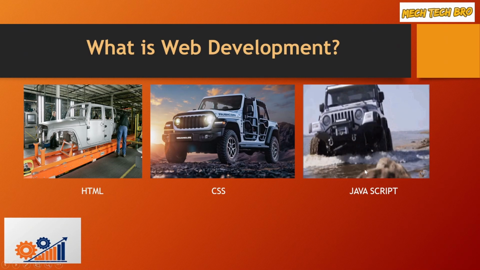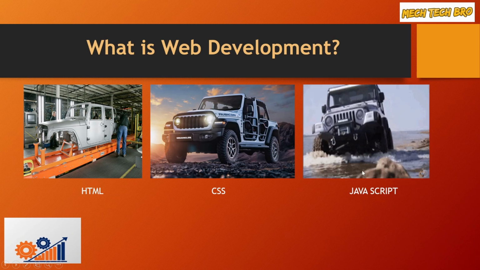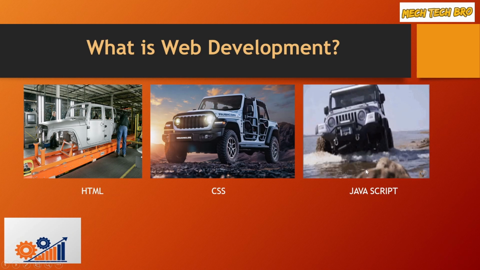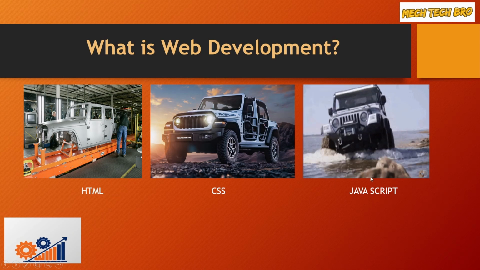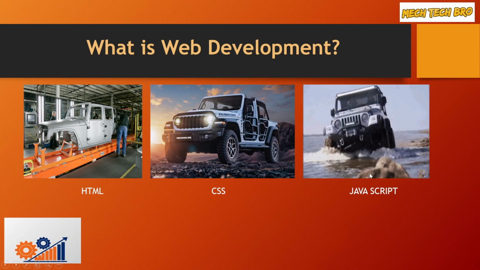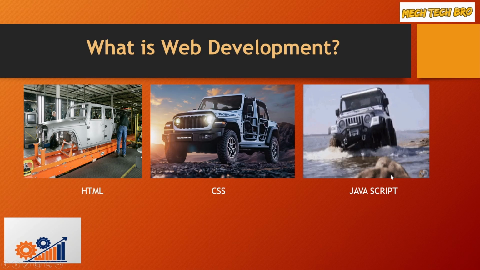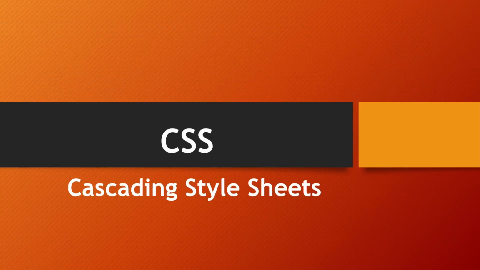See here, the car is moving in water. What kind of action was the car doing? The car was actually moving. If the car rolls, that is also an action. What kind of action it provides, that is actually JavaScript. Okay. Yes. The CSS full form is Cascading Style Sheets. Okay, just note it down.